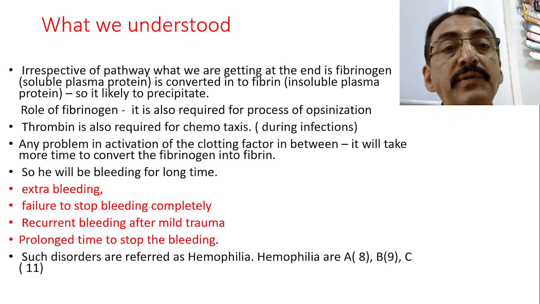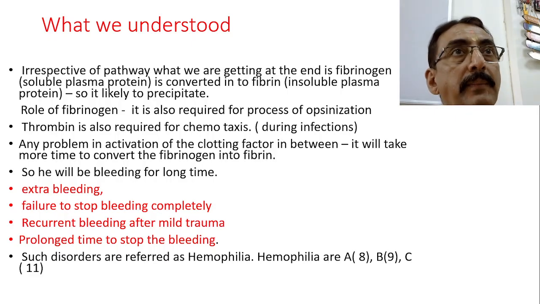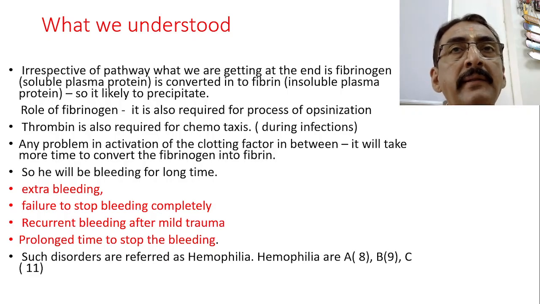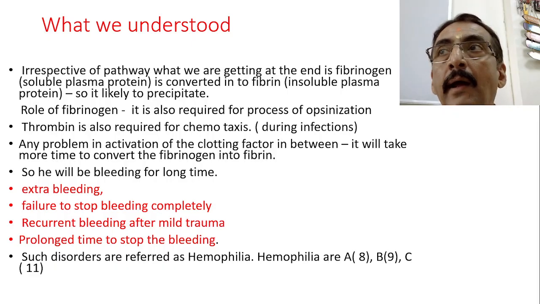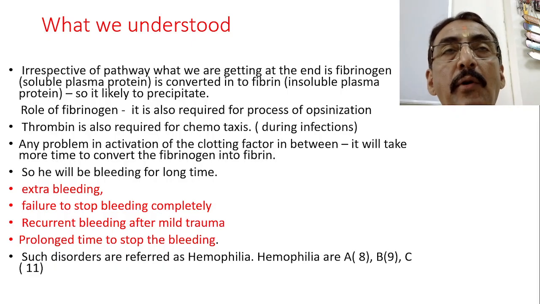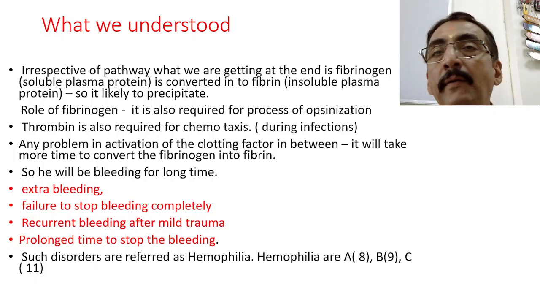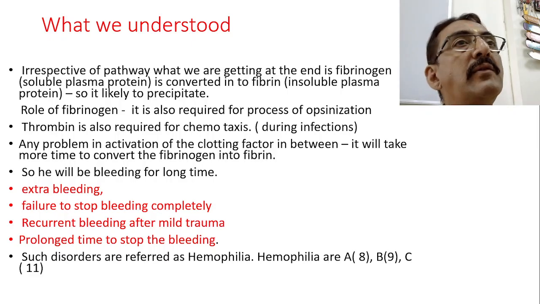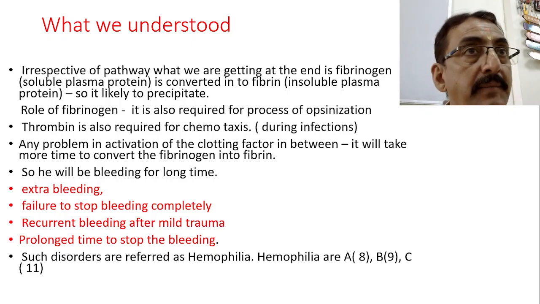Okay. Suppose if there is any problem, now come to the point. We have got factor number 1 to 12. If there is some deficiency or absence of a clotting factor starting from 1 to 13, then this whole process of formation of the fibrin from the prothrombin will not take place, because the conversion of prothrombin into thrombin requires clotting factor number 10.